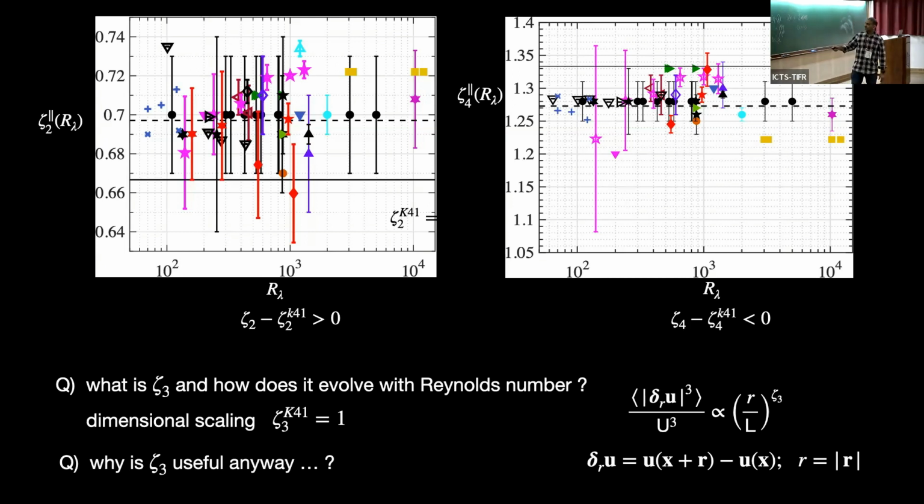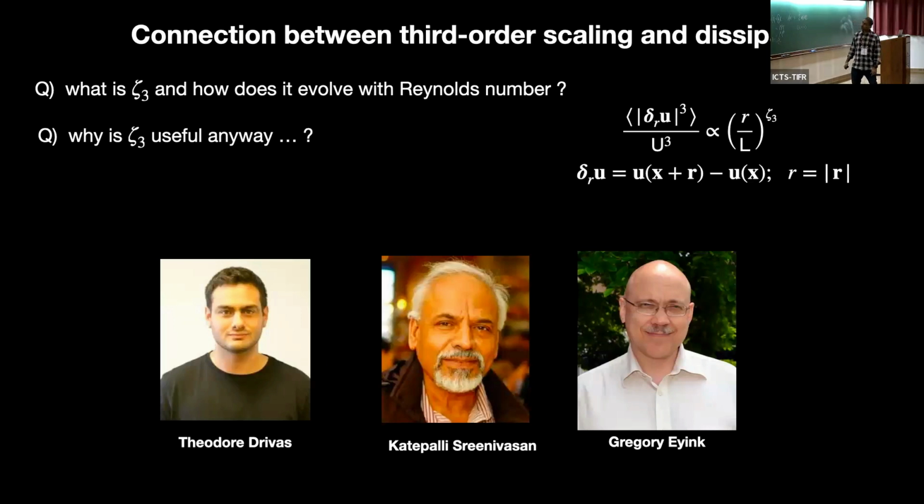So zeta 3 is, again, I'm going to take the velocity difference magnitudes. This has a combination with longitudinal and transverse data. So you will see that the exponent, I'm going to call it zeta 3. And before I get to that, I would also like to address why zeta 3 is useful anyway. Why do we care? And this part of my work is a joint work with Theodrivas, Katepalli Sreenivasan, and Gregory Iyer.